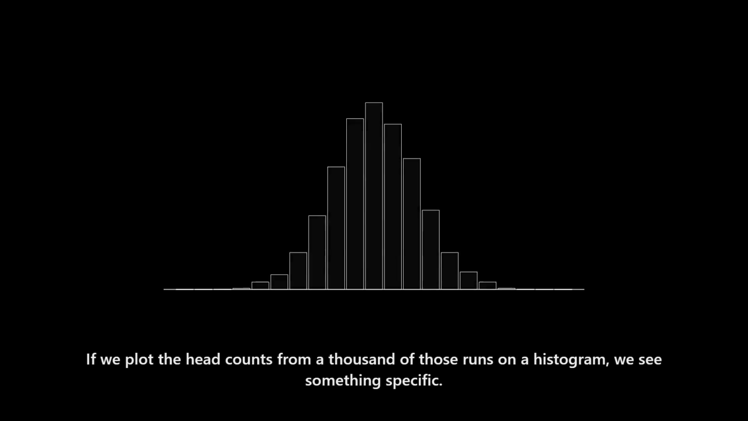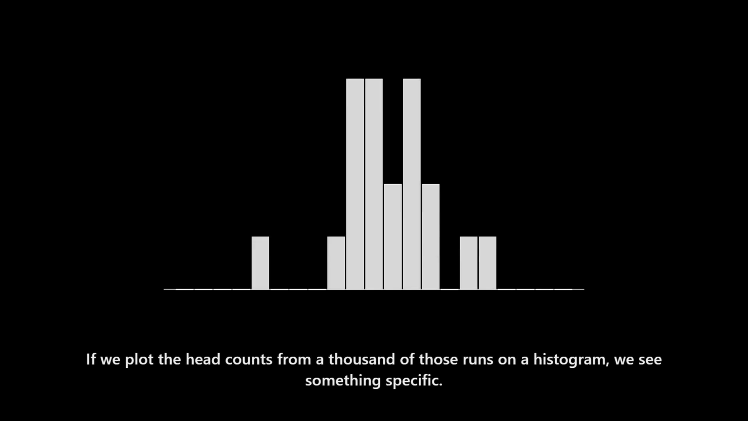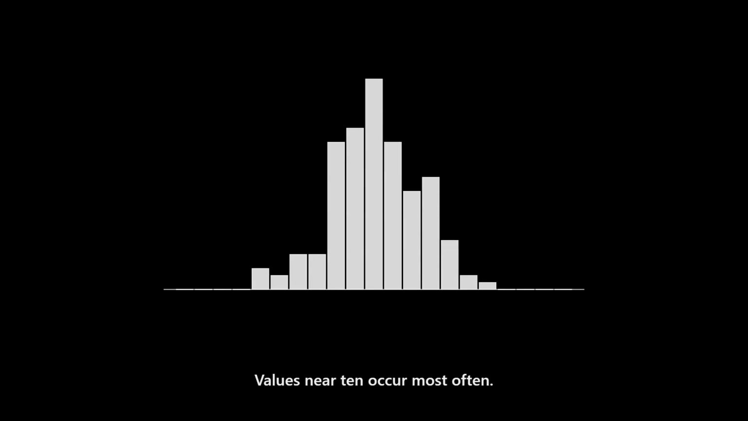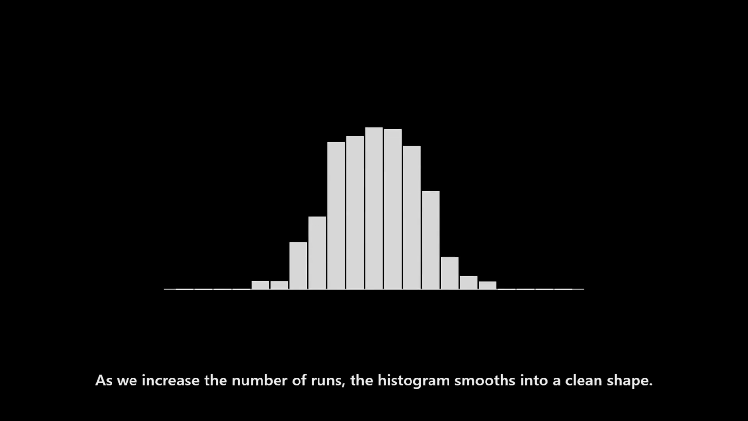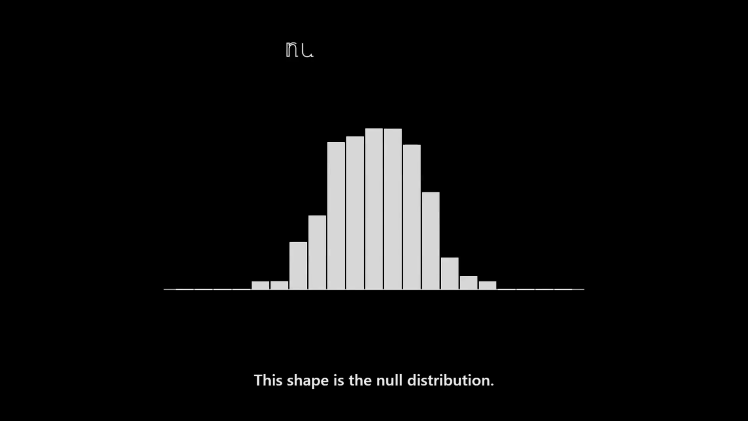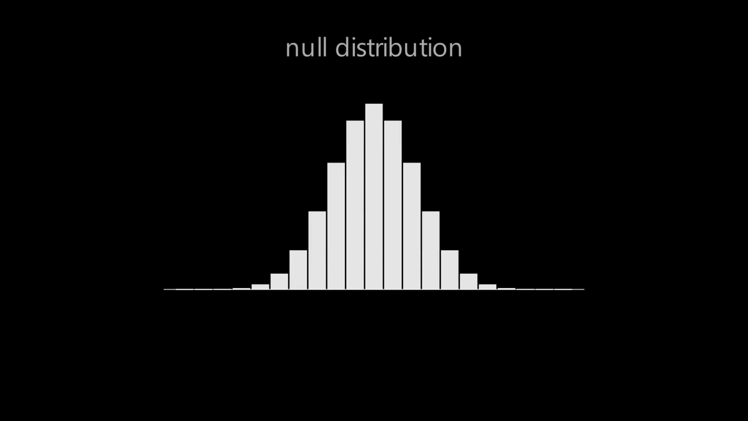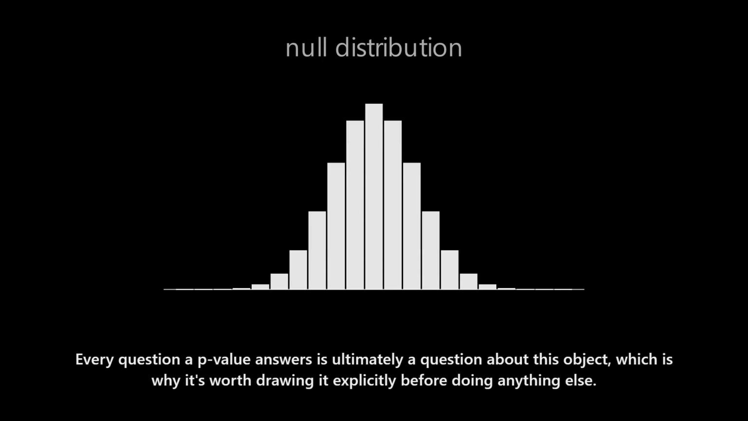If we plot the head counts from 1,000 of those runs on a histogram, we see something specific. Low counts and high counts occur rarely. Values near 10 occur most often. As we increase the number of runs, the histogram smooths into a clean shape. This shape is the null distribution. It is the distribution of outcomes we would expect if the null hypothesis were true. Every question a p-value answers is ultimately a question about this object, which is why it's worth drawing it explicitly before doing anything else.